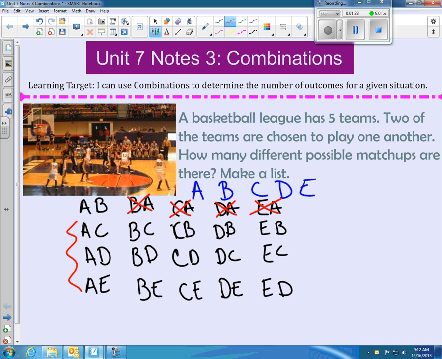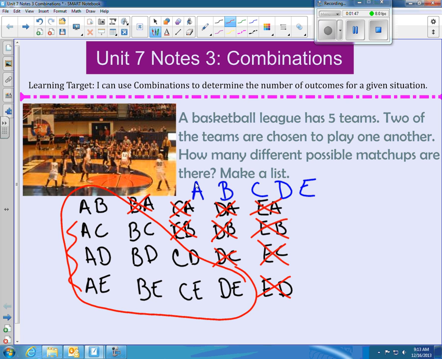So B against C is the same thing as CB, B against D, same as DB, and B against E is the same as EB. CD is the same as DC, and CE is the same thing as EC. DE and ED are the same thing. So what we have left are these possible ones here. So let's count them up. 1, 2, 3, 4, 5, 6, 7, 8, 9, 10. So there are 10 different games that we could play.